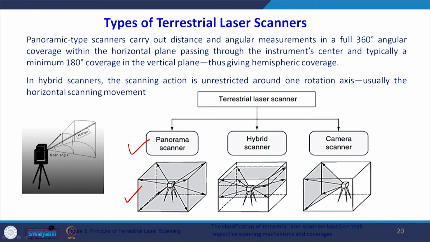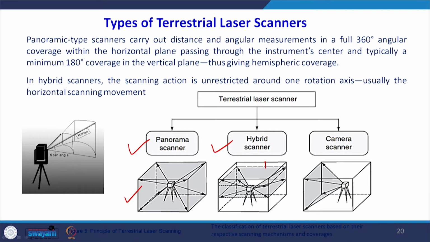Then we have the second category, which is called the hybrid scanner. In the hybrid scanner, the rotation about the vertical axis, the horizontal one, can move 360 degrees, but the vertical is restricted in that case. So, one rotation is free and one is restricted in the hybrid case. And the camera scanner type, where you have to change the direction every time, will actually scan only that area which is covered from one particular distance and one particular angular direction.